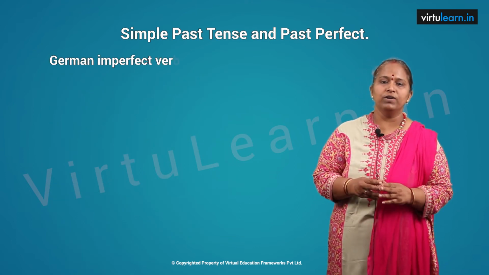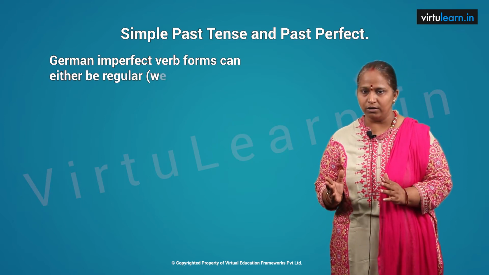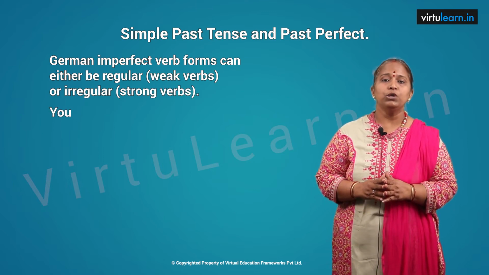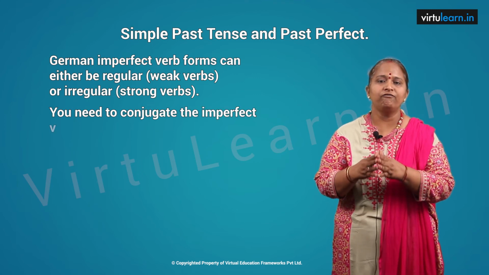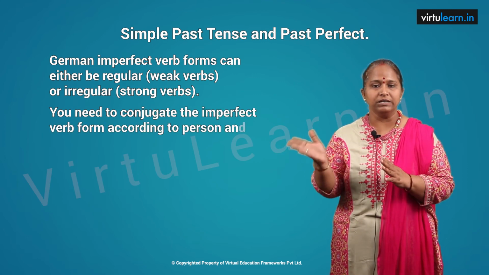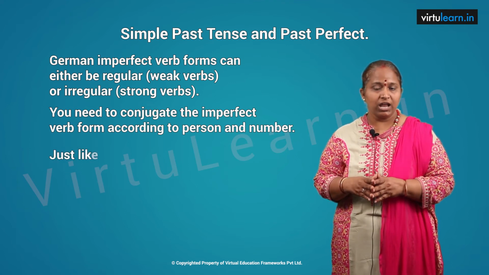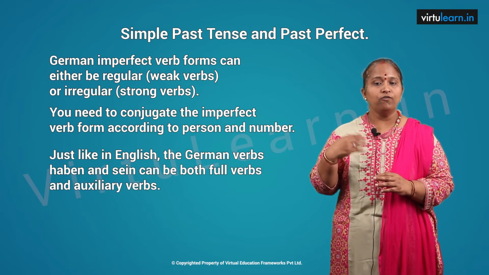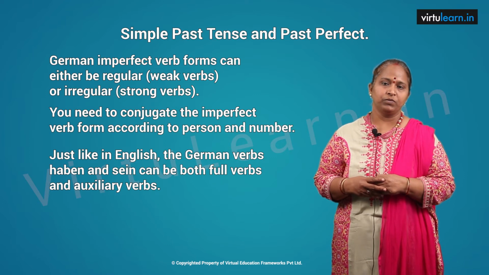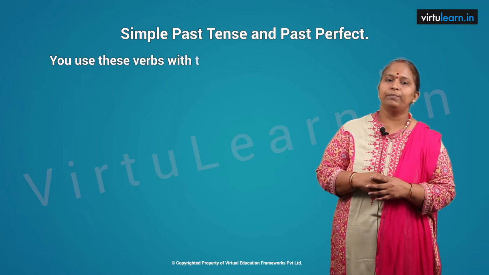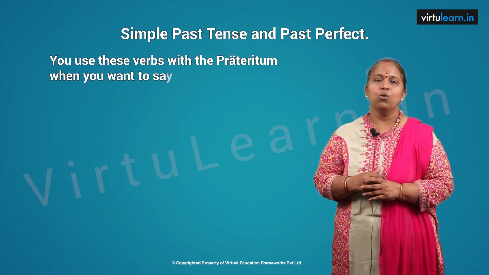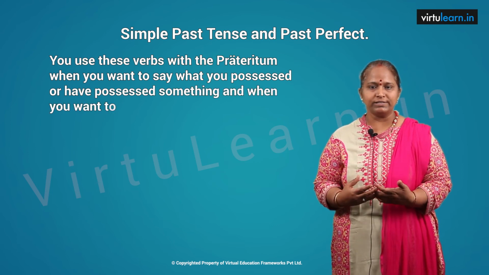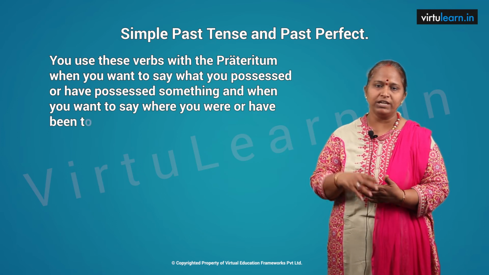German imperfect verb forms can be either regular, that is the weak verbs, or irregular, the strong verbs. You need to conjugate the imperfect verb form according to person and number. Just like in English, the German verbs haben and sein can be both full verbs and auxiliary verbs. You use these verbs with the Präteritum when you want to say what you possessed or have possessed, and when you want to say where you were or have been to.